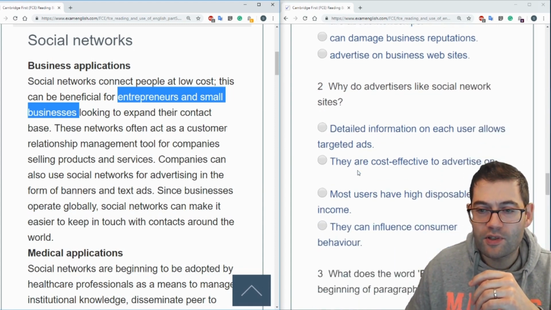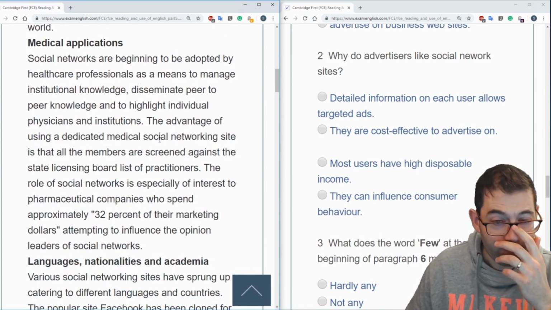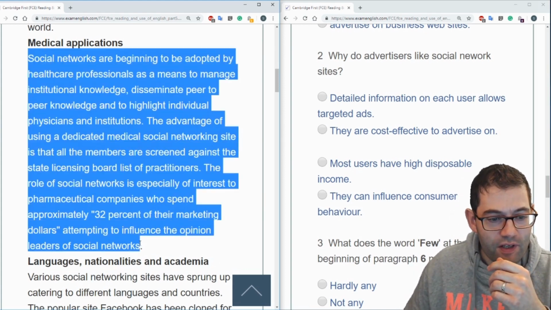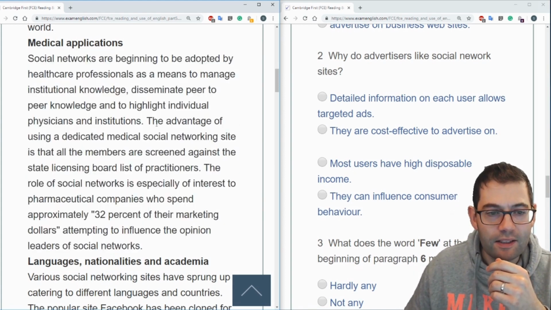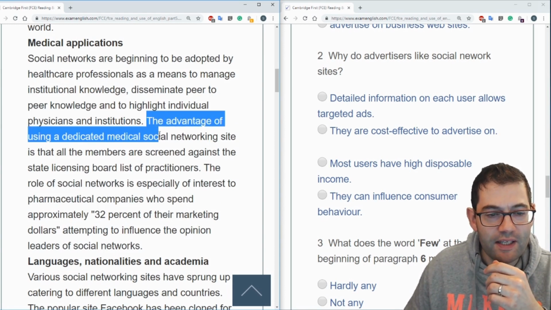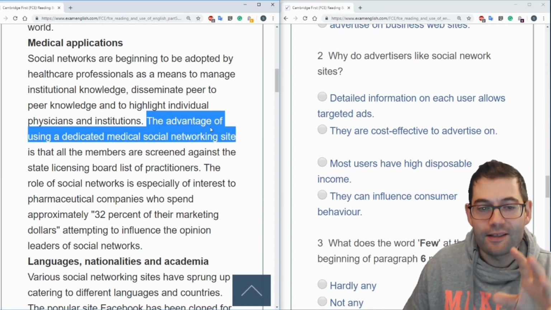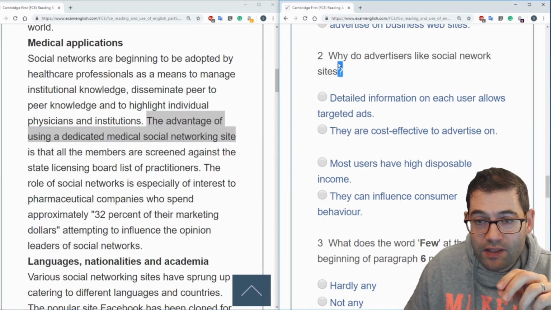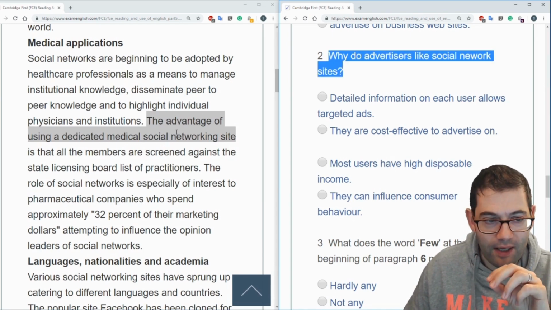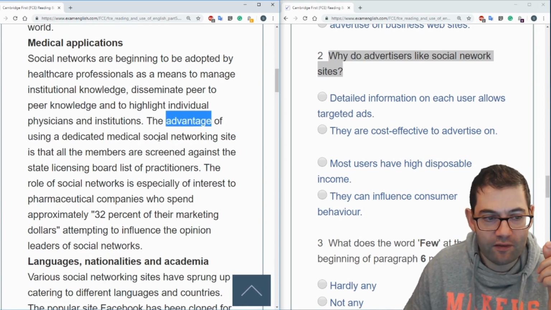What about question number 2? Why do advertisers like social network sites? Now, this question refers to this text here, and the answer we can find is here. Now, the advantage of using dedicated medical social networking sites. Now, that bit of text refers directly to the question. Why do advertisers like social network sites? Liking something links to the idea of advantage.